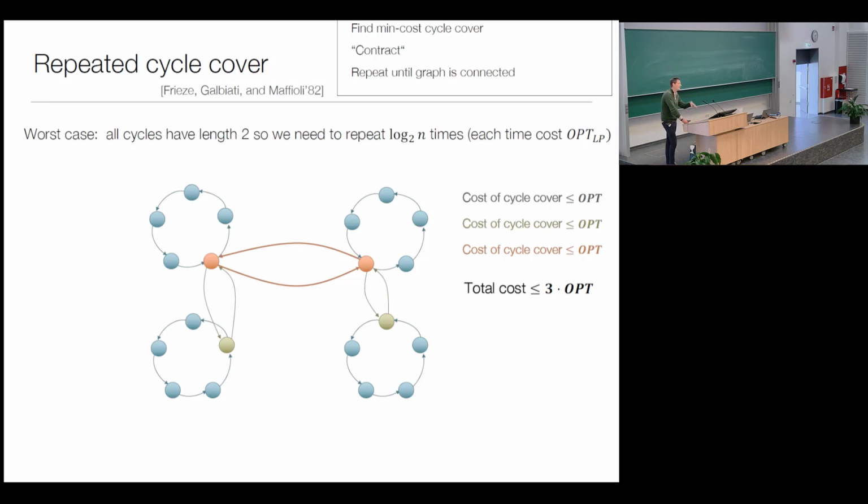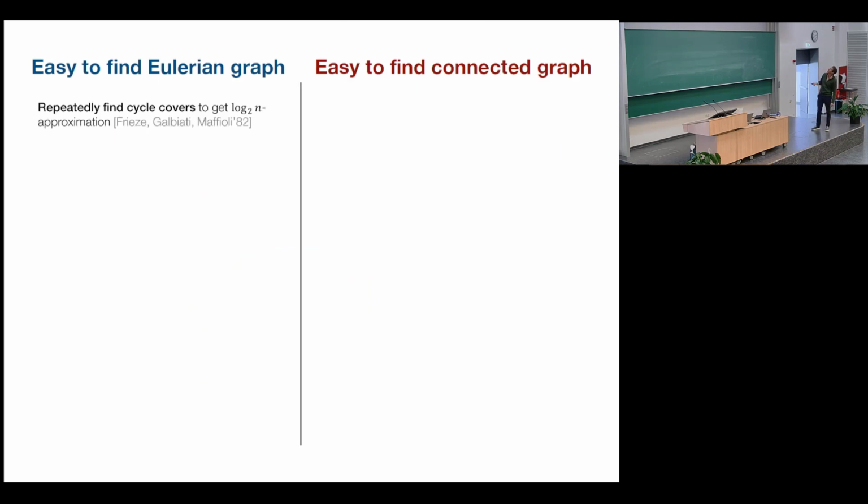Okay, so now how many times do I need to repeat in the worst case in order to find a tour? I claim, you always find cycles. You always halve the number of components. So you need to repeat at most log base 2 n times.